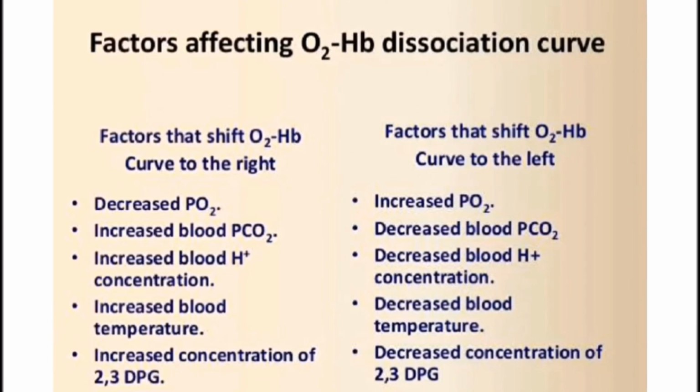Shift to left factors: you can take increased PO2, decreased PCO2, decreased H plus concentration, decreased blood temperature, decreased 2,3-DPG. Also, among left factors, fetal hemoglobin can affect the left shift. Myoglobin can affect it, and carbon monoxide can affect it. I'll come to that one by one. So these are the highlights of the factors affecting the oxygen hemoglobin dissociation curve.